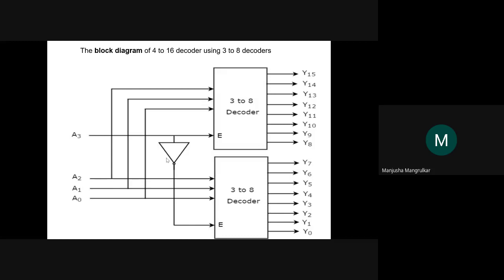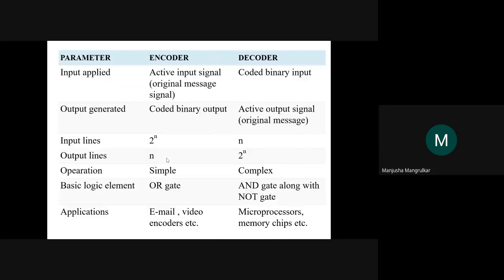So these are the examples. We can split, we can break, and we can use 3 to 8 decoders to design a 4 to 16 decoder. It's not compulsory: suppose we don't have a 4 to 16 decoder available, but we have 2 to 4 decoders available. Then we can use 5 of the 2 to 4 decoders to get the output of a 4 to 16 decoder. Right? Now these are the differences between the encoder and decoder.